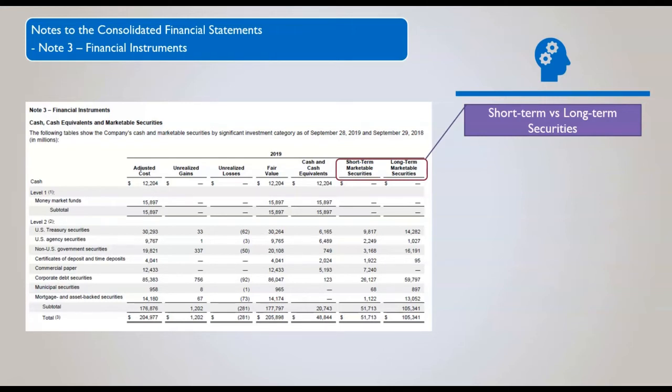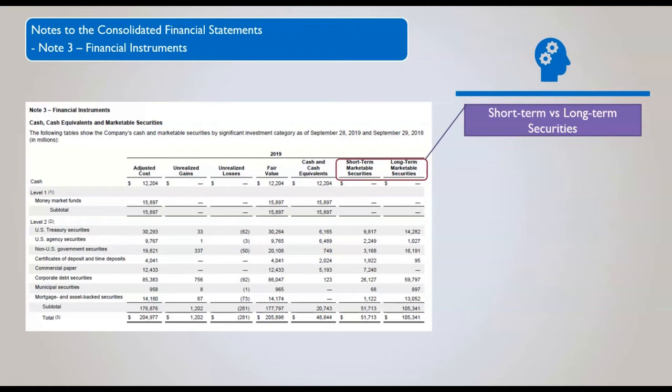Short-term marketable securities typically have maturity dates of less than 12 months. Another way of looking at this is these are highly liquid and can be converted to cash relatively quickly. For Apple, this includes their holdings in their money market funds. In contrast, long-term marketable securities typically have maturity dates greater than 12 months, or more than a year.